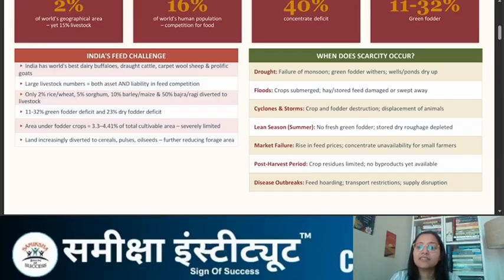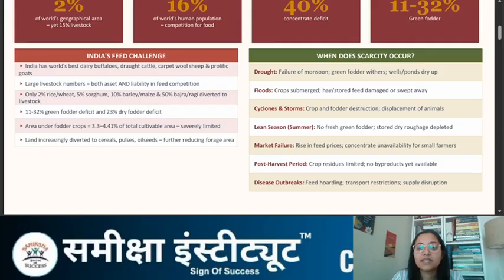Then in the lean season during summers, there is no fresh green fodder and the stored dry fodder also gets depleted. Whenever there is market failure and a rise in feed prices, concentrates become unavailable to small farmers, so they will not feed concentrates to their livestock. Their milk production will be affected, causing a shortage of milk supply as well. Feed prices and milk prices will both increase, causing a vicious cycle.